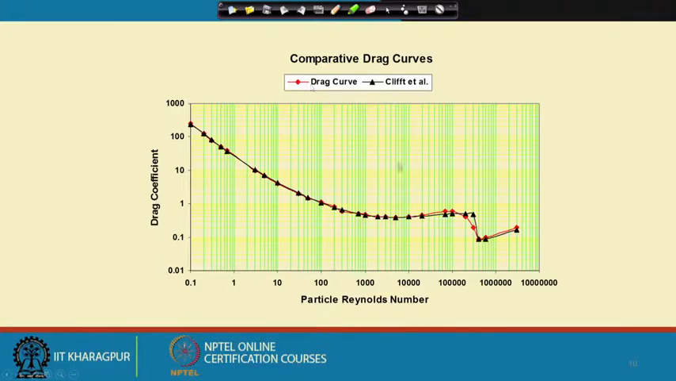The red one is the standard drag curve, and this is the Clift et al.'s correlations. You see that at least it is taking that shape, but it is not yet superimposed on top of this. So, maybe someone in your future will come up with a better equation to predict this standard drag curve. But as far as I am concerned, this is the best available relationship which can predict the standard drag curve.